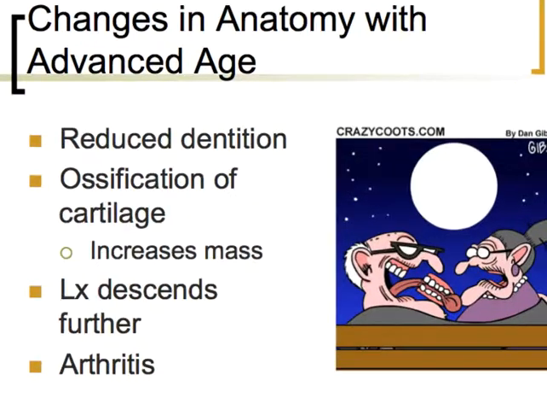The larynx descends further, and also arthritis can set in. And if you have arthritis in those laryngeal joints, you can have some poor airway protection. It's also possible that with arthritis you'll get cervical vertebrae that impinge into the pharyngeal space and cause some limitations there.